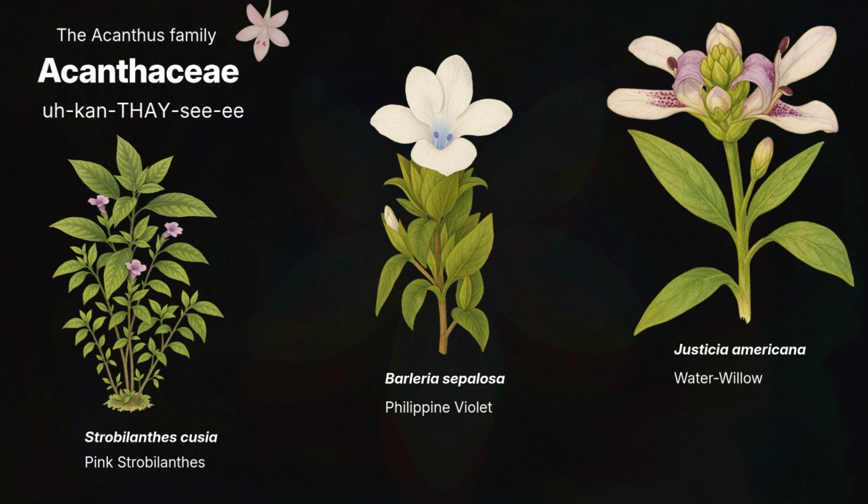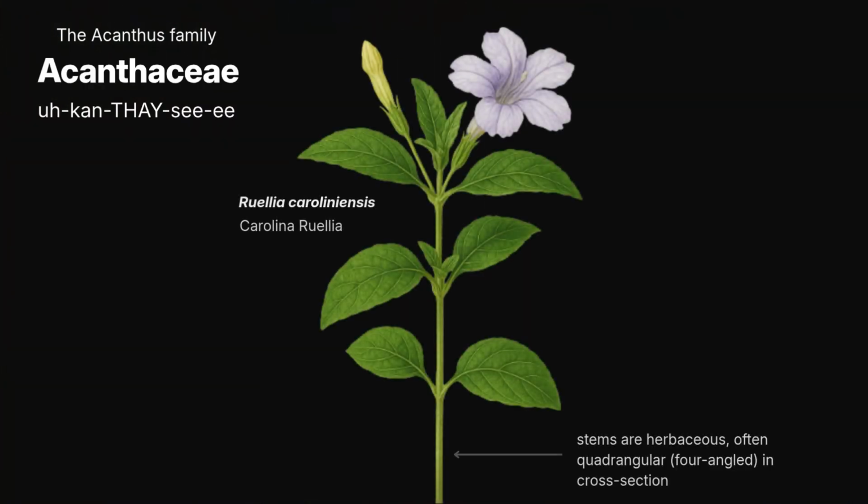These are plants of structural variation and patterned flowering, recognized by opposite, simple, entire, or toothed leaves, prominent bracts and bracteoles, zygomorphic, often elaborately patterned flowers with fused corollas, superior ovaries, and explosively dehiscent capsules. Stems are herbaceous or woody, often quadrangular, four-angled in cross-section, a trait that enhances vascular organization and flexibility.